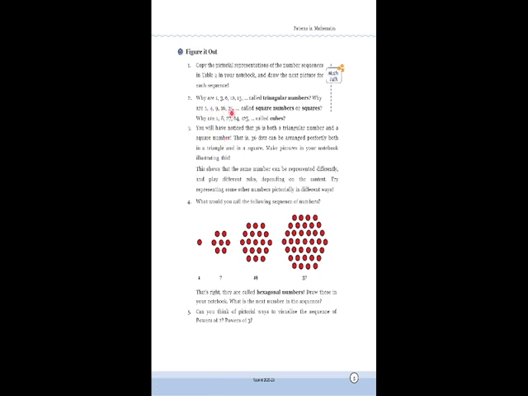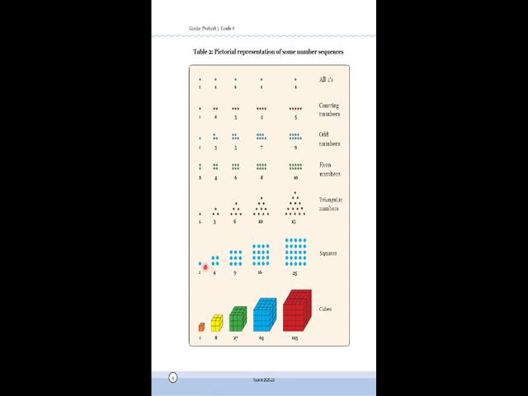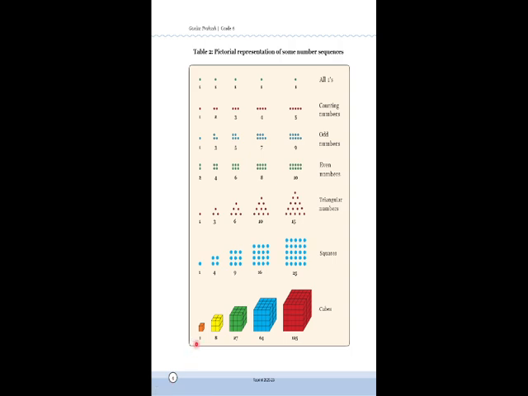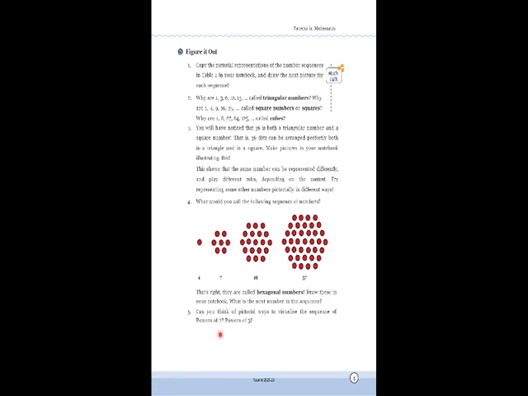And these numbers are called square numbers because, as you can see, they can form a square arrangement out of these dots. And these numbers are called cubes because they can form cubes out of cubes. You see, we have 1 cube, 8 cubes, 27 cubes. These can form a big cube. So that's why these are called cube numbers.